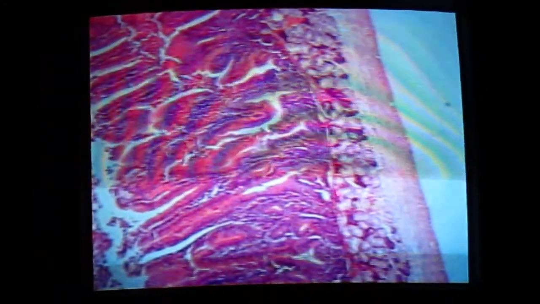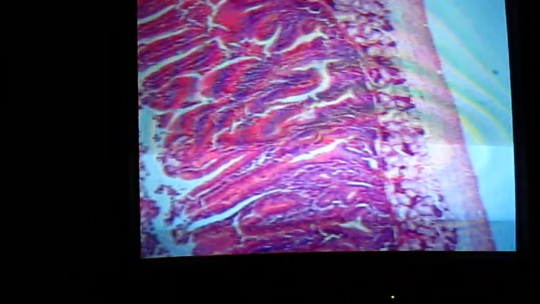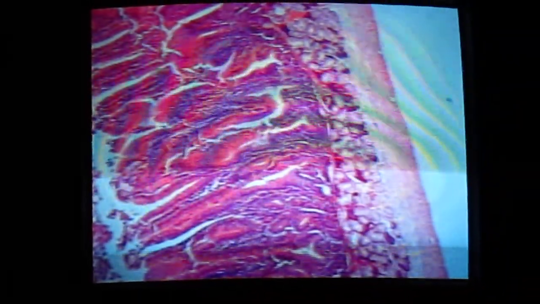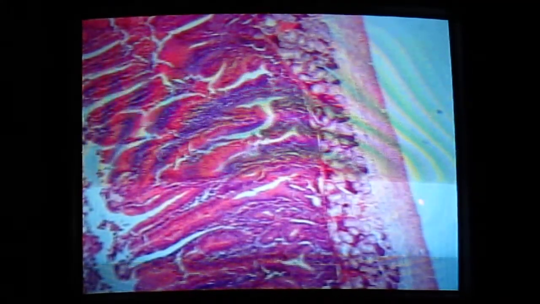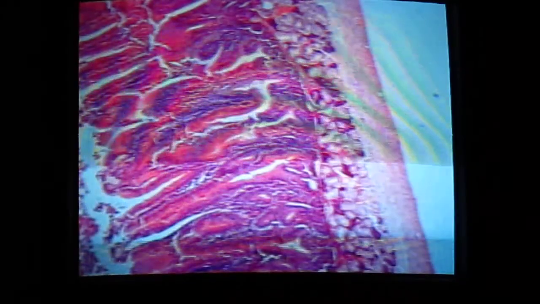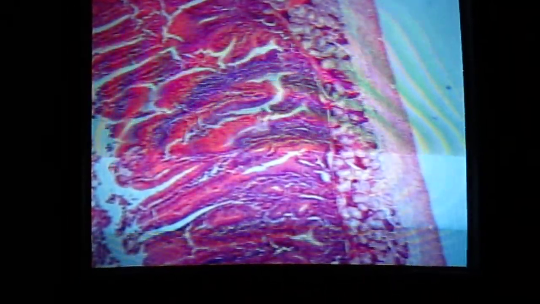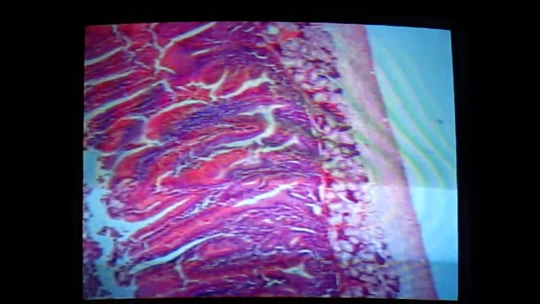Tunica serosa, tunica muscularis, tunica submucosa, muscularis mucosa, tunica mucosa. Did you get that? Do it again. You should know these terms. Tunica serosa, tunica muscularis, tunica submucosa, muscularis mucosa, tunica mucosa. Now you see it in real life.